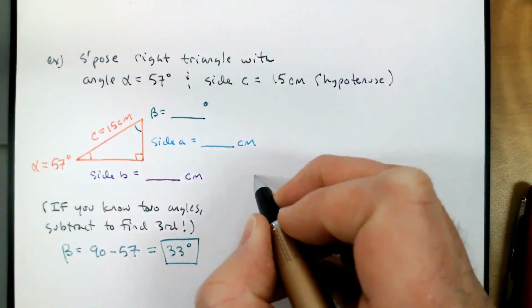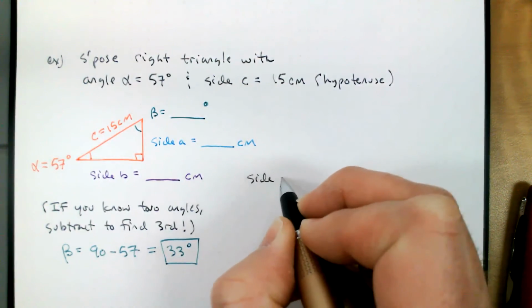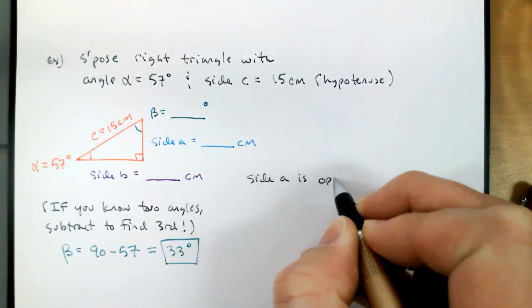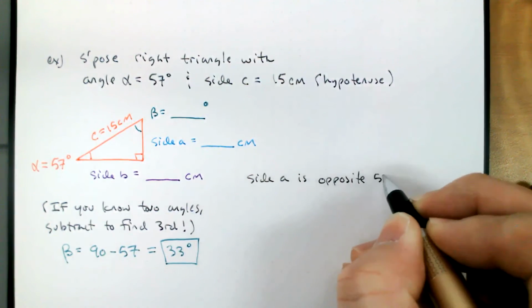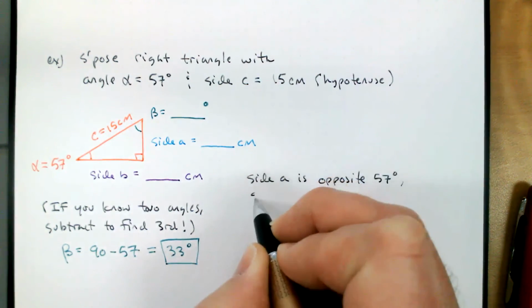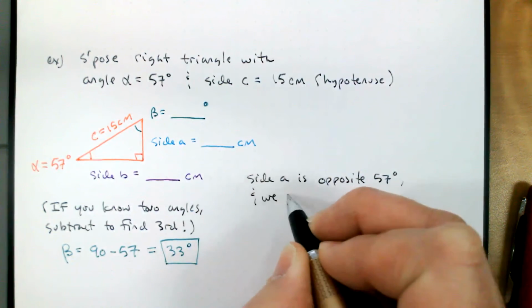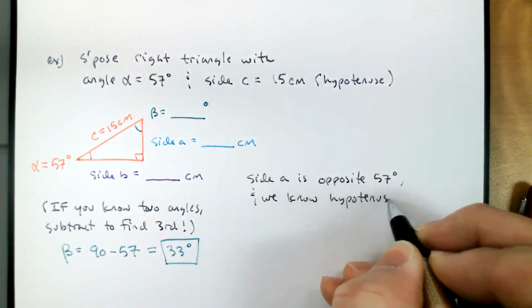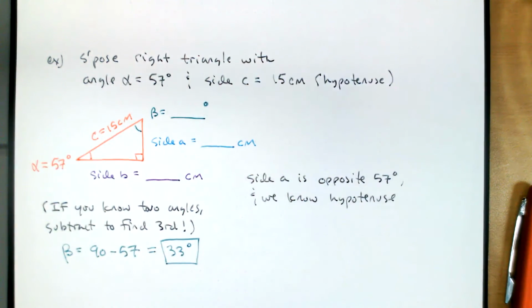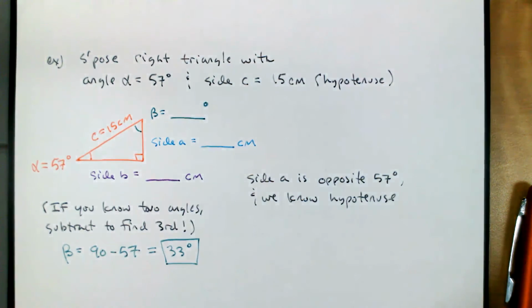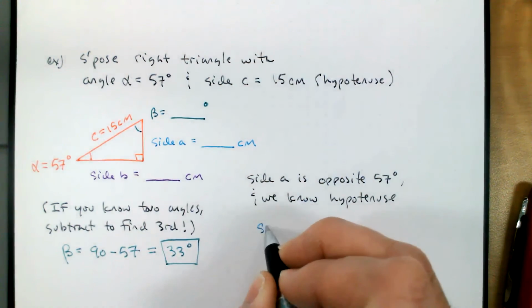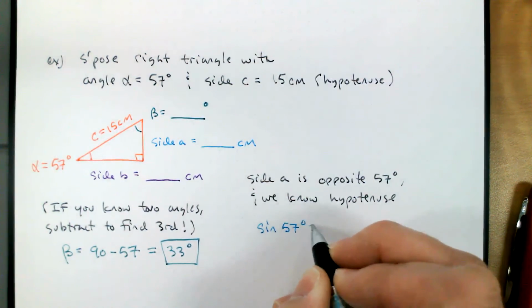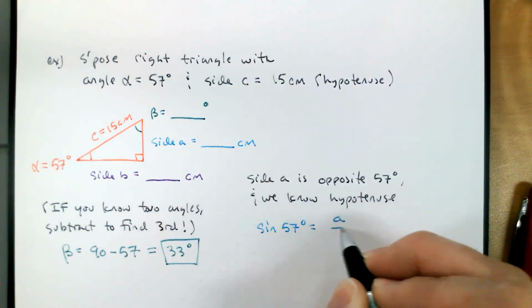So side A is opposite 57 degrees. And we know the hypotenuse. So the trig function that we're going to use involves opposite and hypotenuse, and that one is sine. Sine of theta is opposite over hypotenuse. So sine of 57 degrees is opposite over hypotenuse.